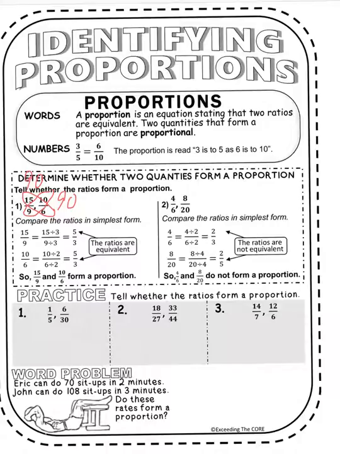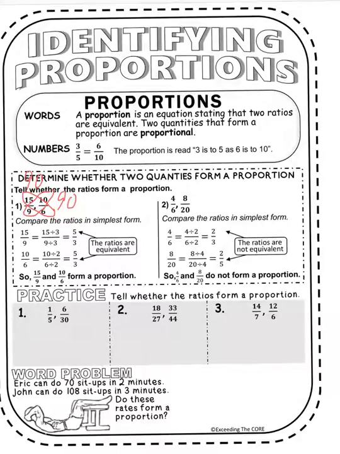In number 2, we're looking at 4/6 and 8/20. We compare the ratios. Again, 4/6 can be simplified by dividing the numerator and denominator by 2, and we get 2/3. 8/20, both numbers can be divided by 4, and we get 2/5. Since 2/3 and 2/5 are not equal, they do not form a proportion.